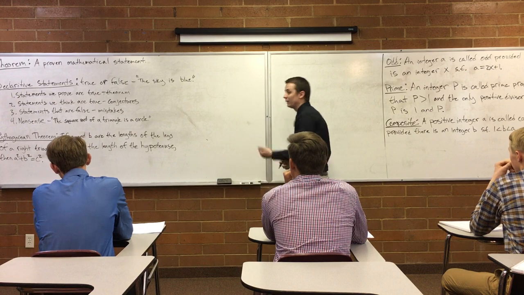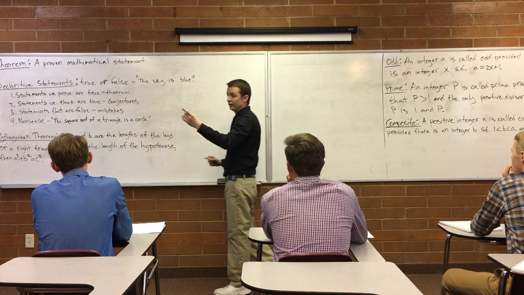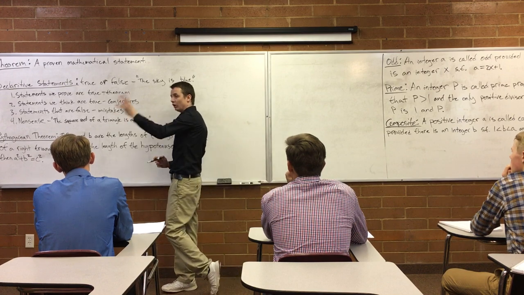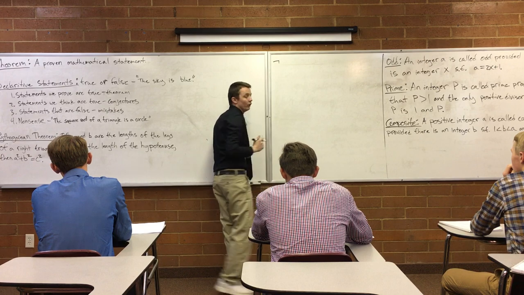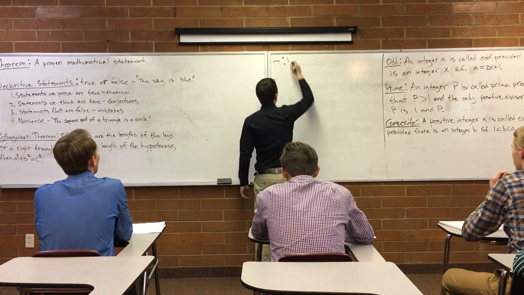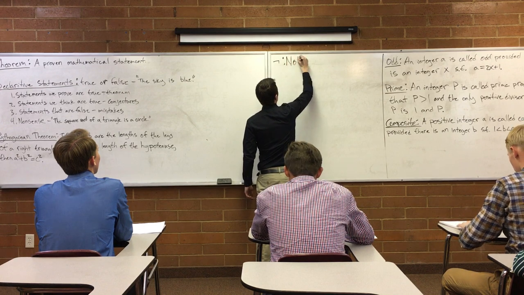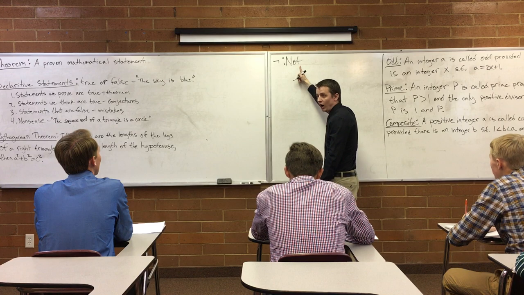Okay, so a statement has to be either true or false. And we're just going to assume that if a statement's not false, then it's true. And if a statement's not true, then it's false. The logic operator for not is that symbol. So this is not. So that symbol means not.